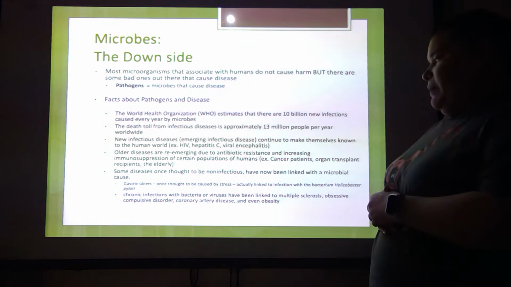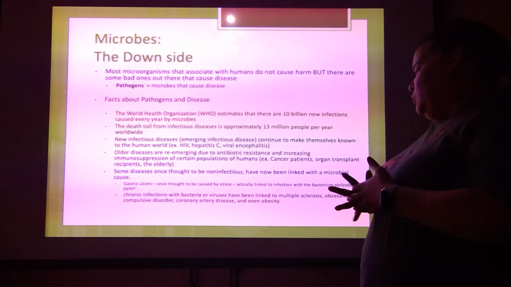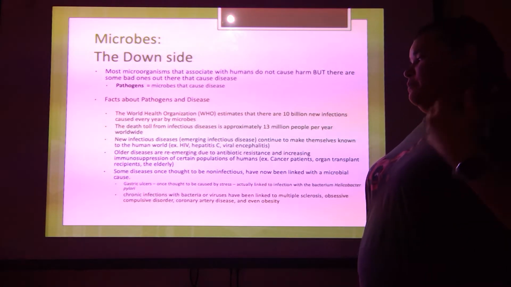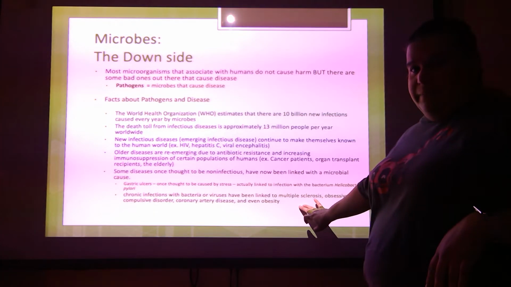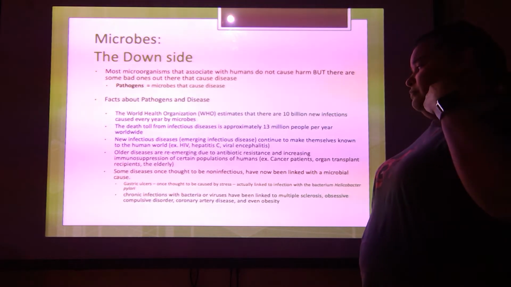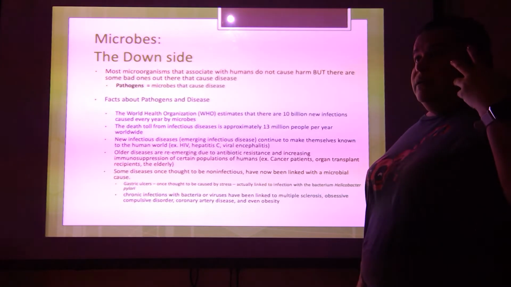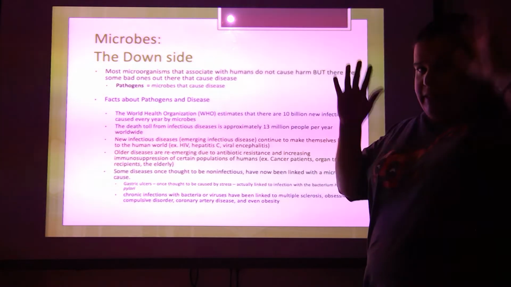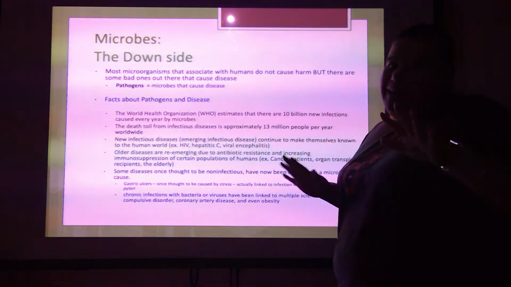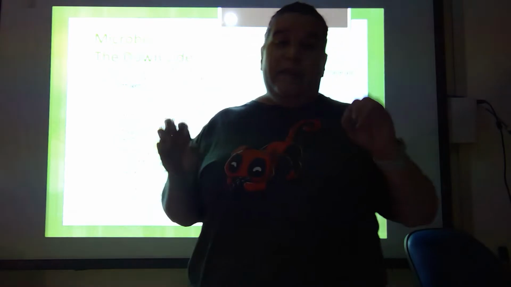Chronic infections with bacteria or viruses have been linked to multiple sclerosis, obsessive compulsive disorder, coronary artery disease, and even obesity. So there are links between these things. Have they been completely proven? Not necessarily, but there are links being made. So most likely, with enough research, we'll figure out exactly how everything works.